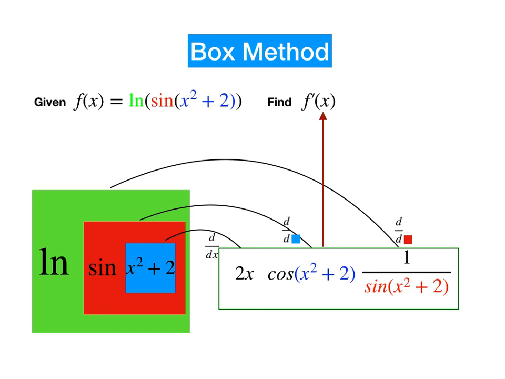As you can see, you can combine cosine and sine together, so the derivative f prime of x equals 2x times cotangent of x squared plus 2, which is the final answer. So this box method will help you find the derivative of composite functions in a more visual way, right? You put each of the layers of the function into each box, and you find the derivative of each box with respect to whatever box is inside it. All right, have fun.